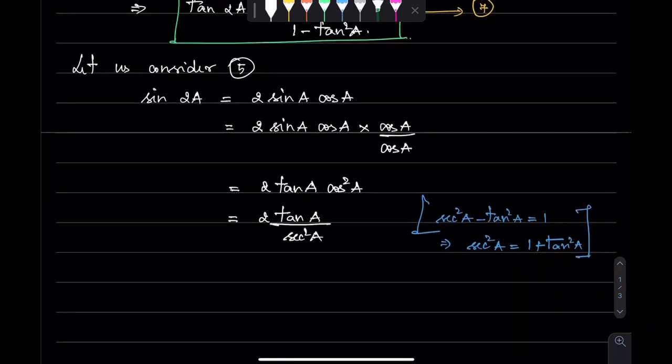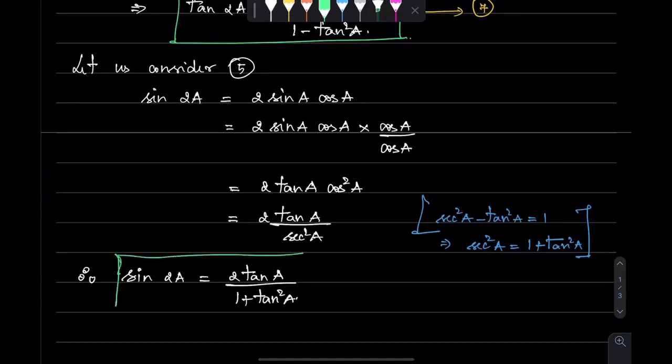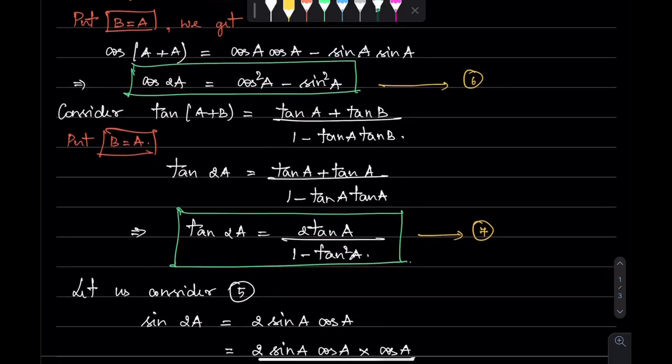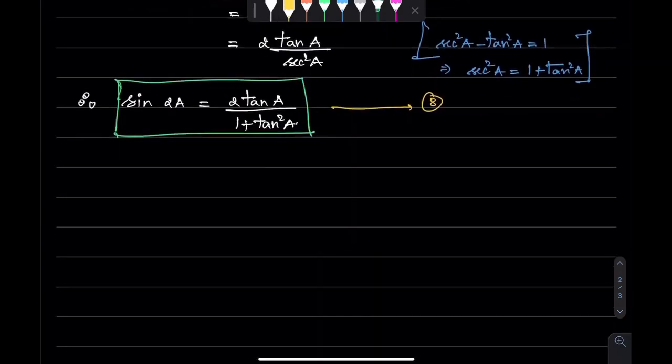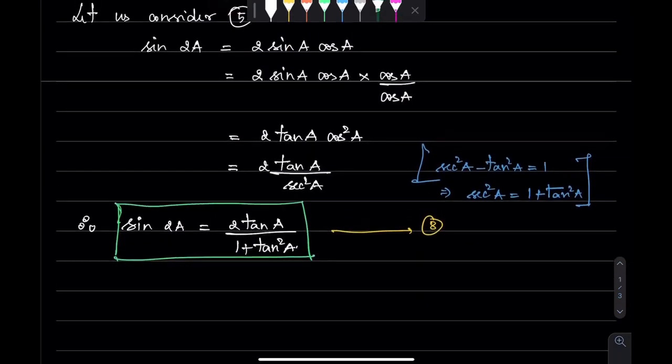So what do I get here? Finally, I can say sine 2a in terms of tan can be written as 2 tan a divided by 1 plus tan square a. You happy? Good. So we got the sine result in terms of tan. So this is my 8th result. Good. Now again consider the 6th one, and I'm going to express it in other forms.